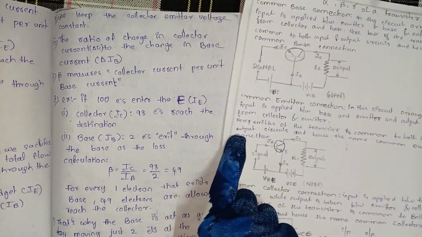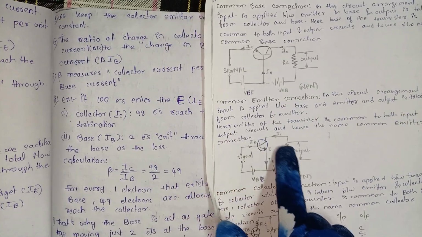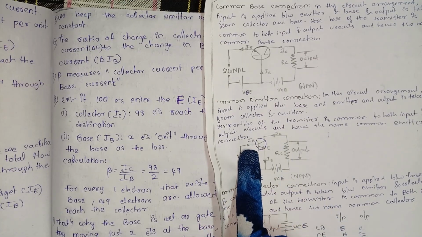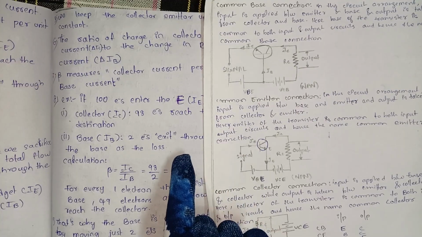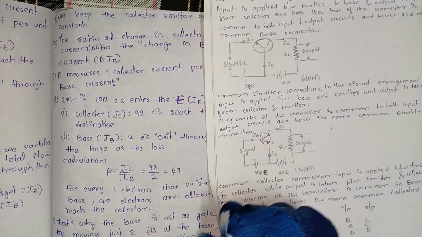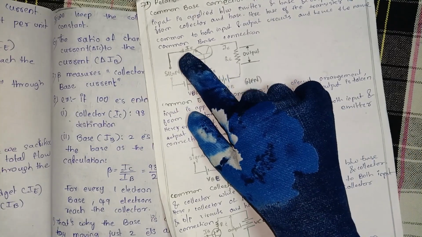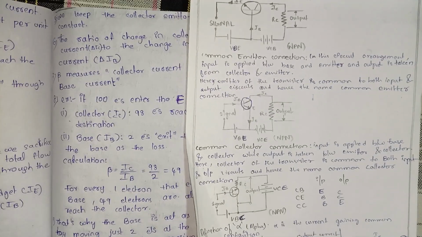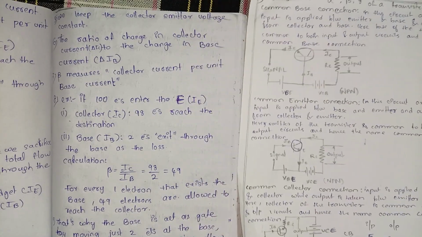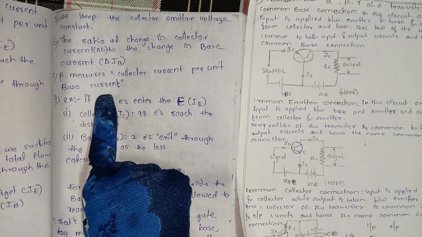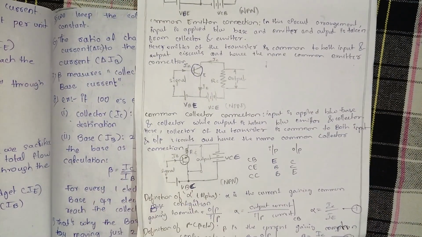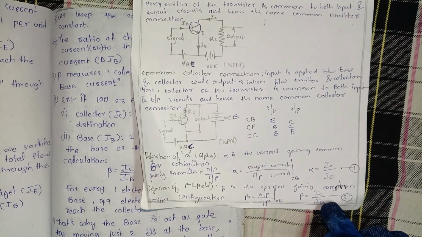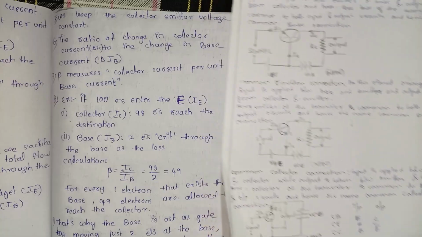Here is the collector current and here is the base current. So in the diagrams we can observe the current direction also. Then beta measures collector current per unit base current. As we know from the formula, it measures the collector current per unit base current.